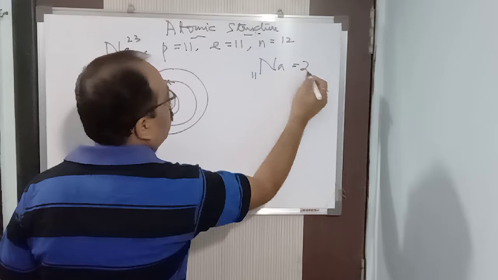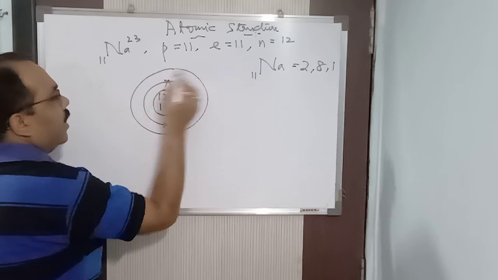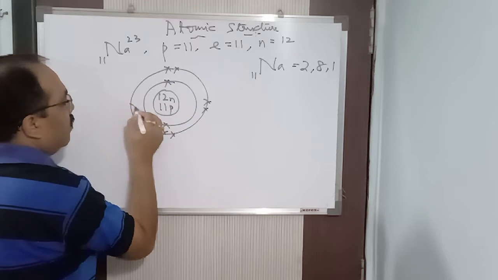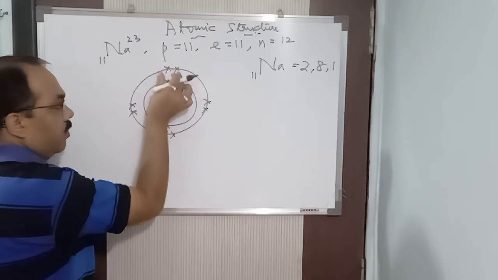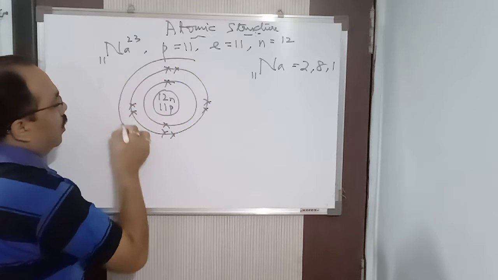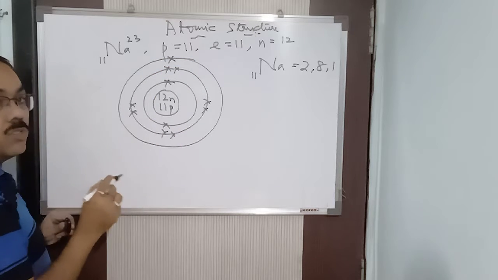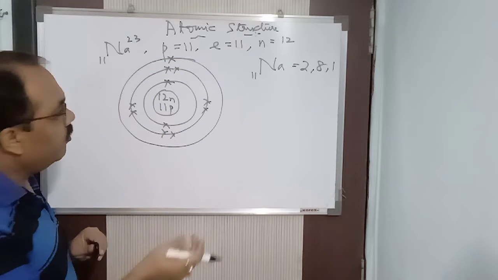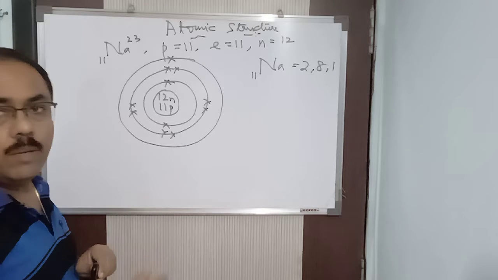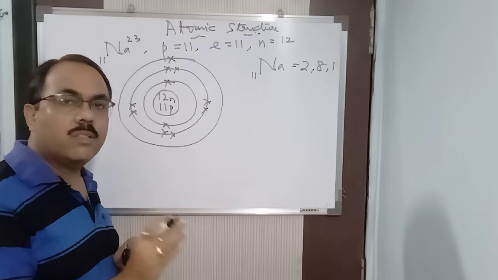That is 2, 8, 1. So in the first shell we got 2 electrons, and the second shell, how much is it? 8. 1, 2, 3, 4, 5, 6, 7, 8. Draw it in pairs, 2, 2 in this way, it's better. Now the third shell consists of how many? 1 electron. So in this way we draw it. This is known as the structural diagram of an atom or an element. We represent it in this particular manner.